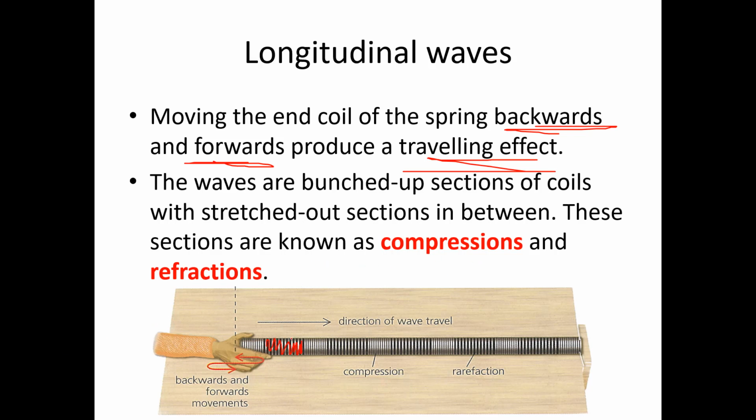If you focus on this spring, you will see the coils here are far from each other. There is a gap, a distance between the two coils. But here the coils are compacted, stuck to each other. So in longitudinal waves, it forms compressions and rarefactions. This area is the compression, and this area is the rarefaction.